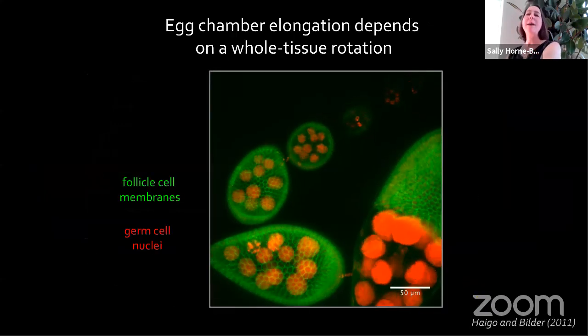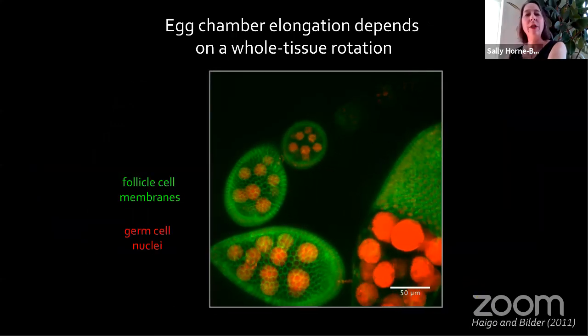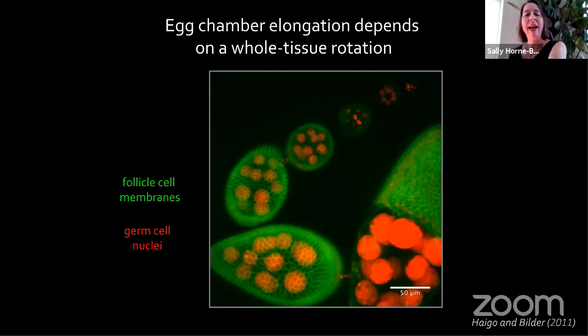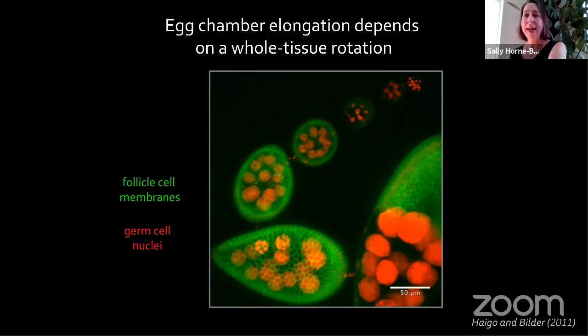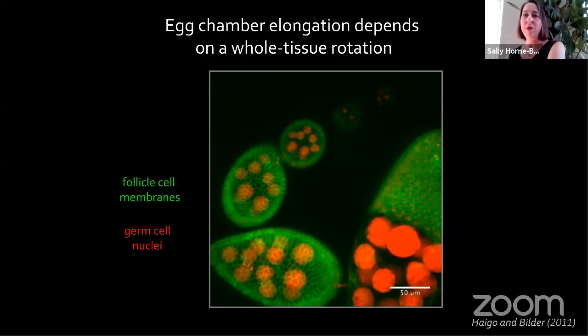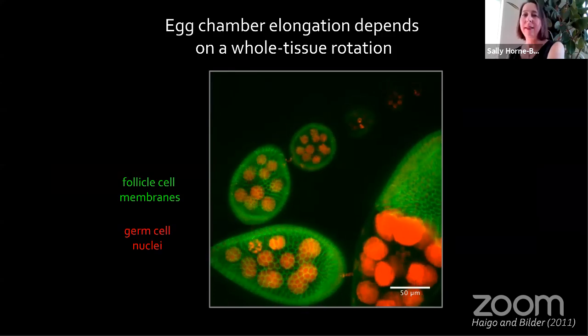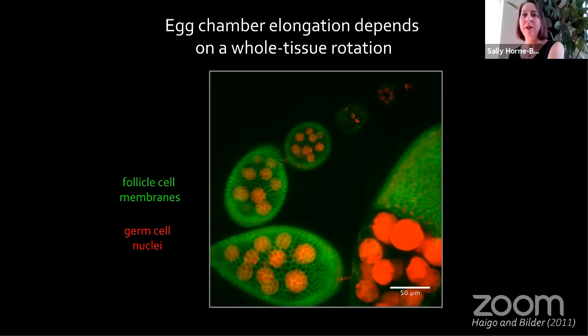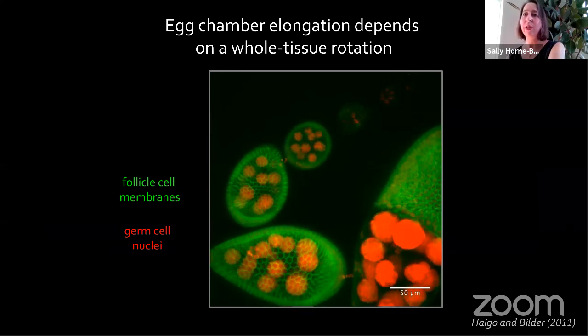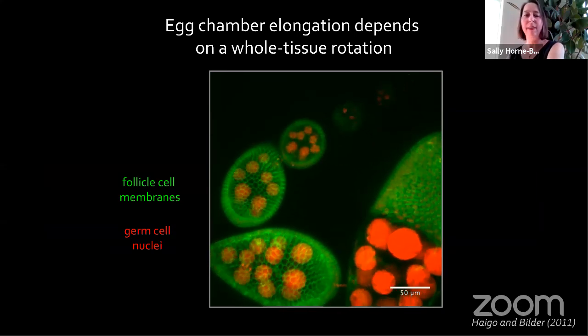Okay, so what I'm showing you now is a gorgeous movie that was taken by Sayori Hygo and David Builder's lab. And what you're looking at is a string of these developing egg chambers in culture. The red balls are the nuclei of those internal germ cells, and the epithelial cells are outlined in green. And what I want you to notice is that these two egg chambers in the foreground are rotating.